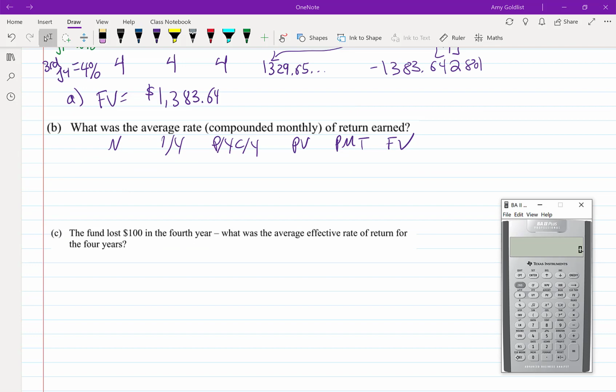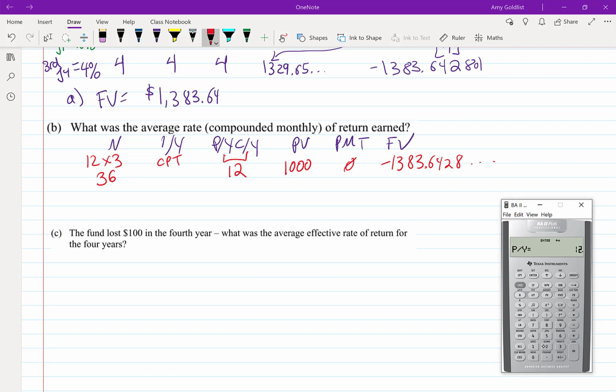Part B. What was the average rate compounded monthly of return earned? So we're trying to find the average rate. One advantage is we already have this future value here. So it's monthly for 3 years. That means we're investing this for 36 months. IY is what we're going to be looking for. PYCY, well, that's monthly. And I start with what I started with at the beginning, $1,000, and I'm going to end with my future value, $1,383 and change. So let's put that in, 36 N.